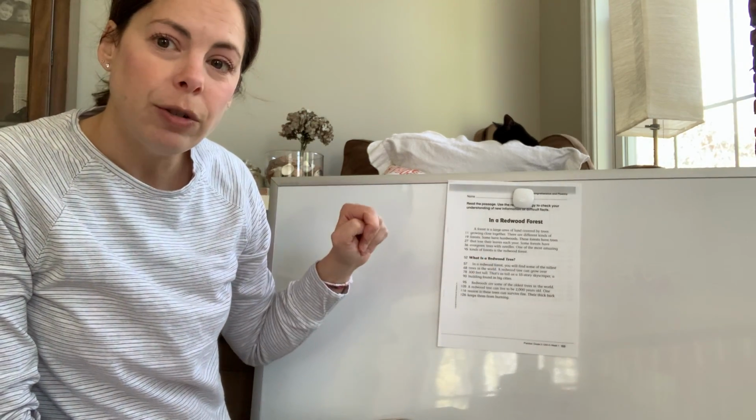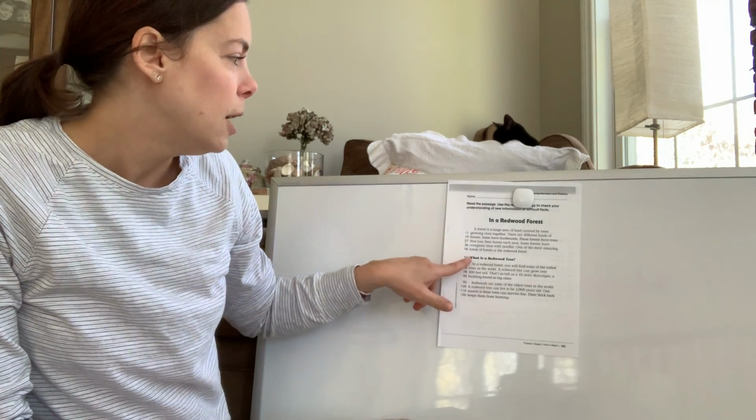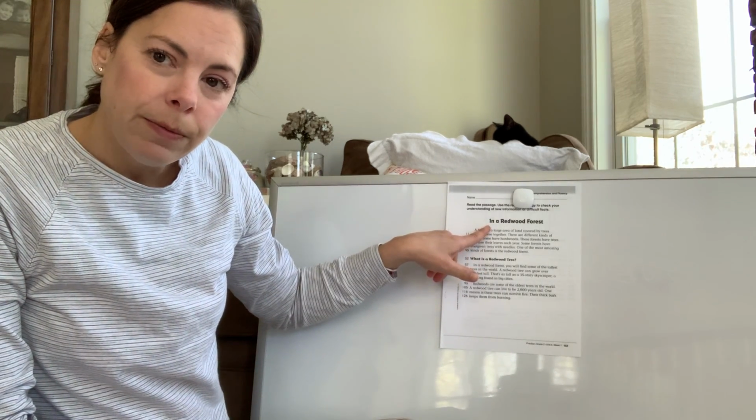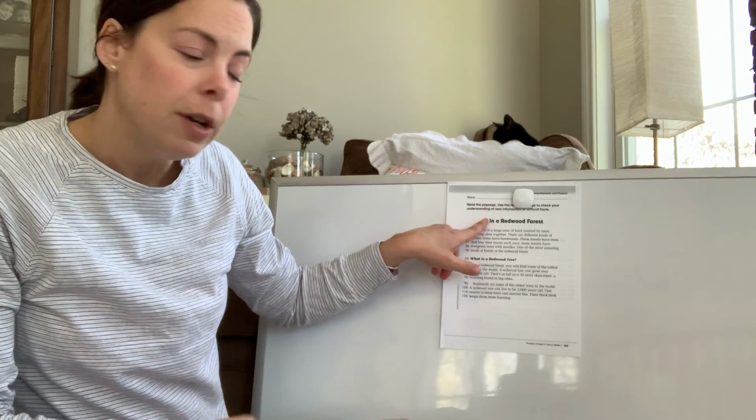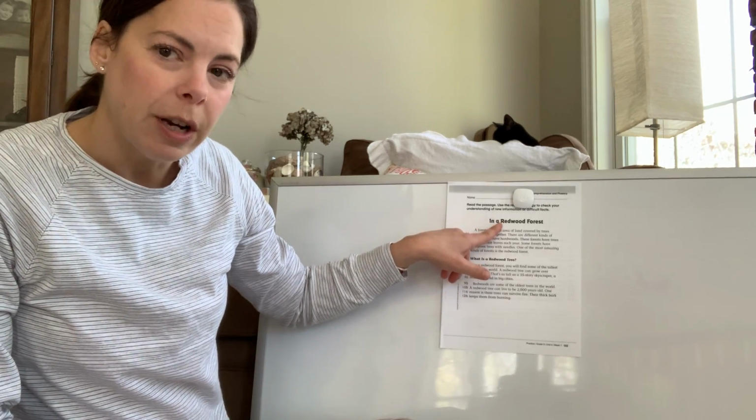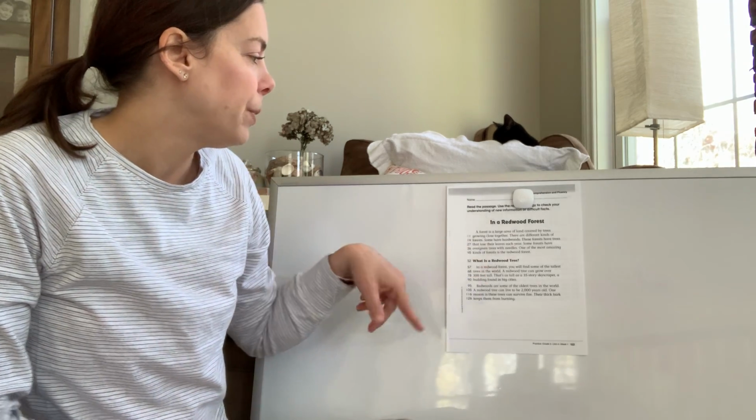So this is true information, informational text, expository text. You have your bold title. Notice your title. "In" is capitalized because it's the beginning of the title. "A" is not because it's not important to the title. And "redwood" and "forest" are both capitalized. Okay, so when you're writing your titles now, you're capitalizing all of the important words and the first word.